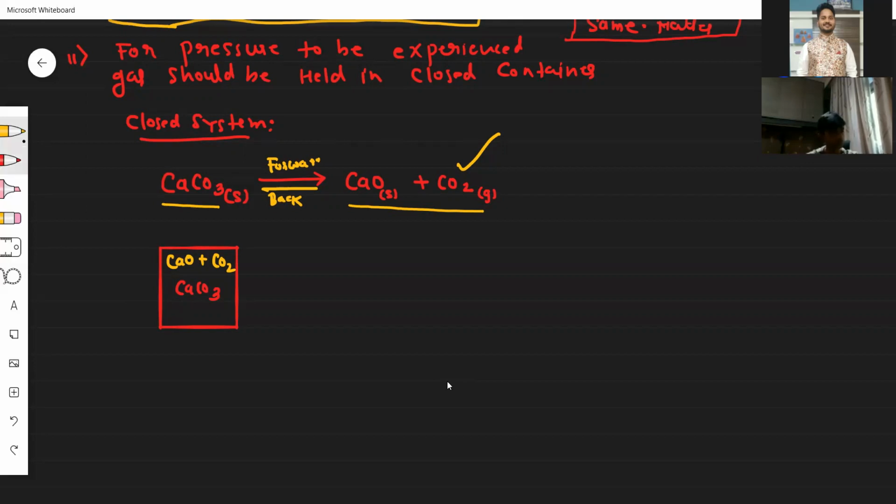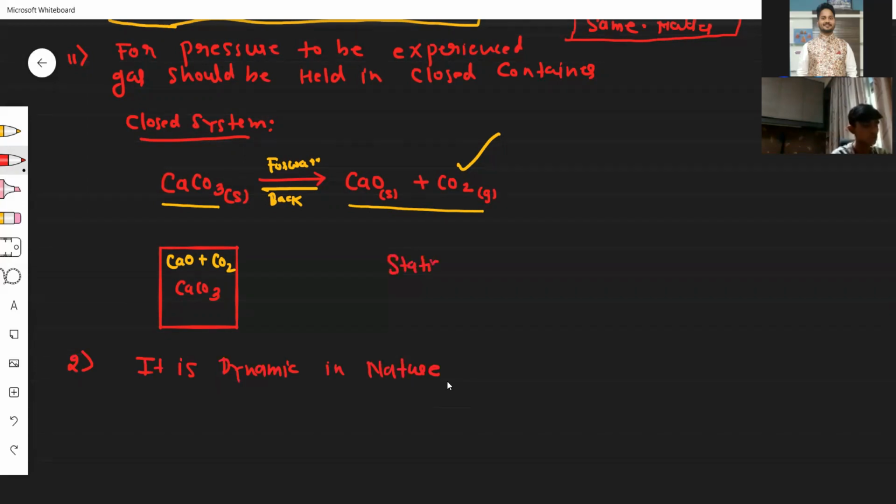Now, the second characteristic of equilibrium, which is very important, is that it is dynamic in nature. What is the meaning of dynamic? Have you heard of something called static? You must have heard in physics, static charge. Stationary. The charge which is at rest is called a static charge.